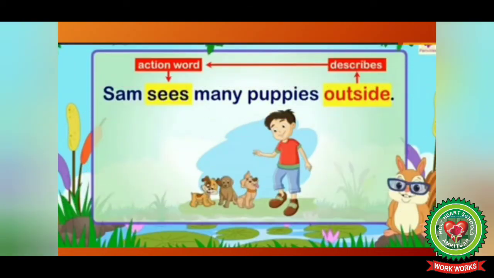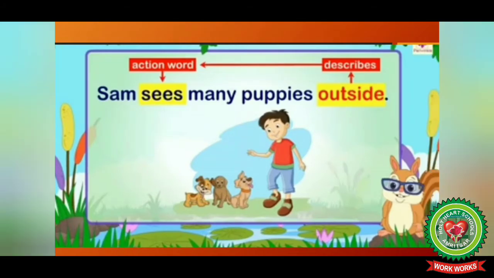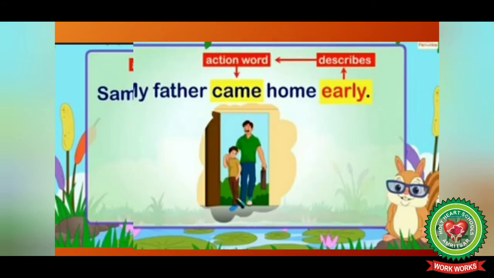Students, now let's discuss some sentences in which we'll recognize or identify the adverbs. Our first sentence is, Sam sees many puppies outside. So, where does Sam see many puppies? Outside. Here, the word outside tells us where the action has taken place, so it's an adverb.